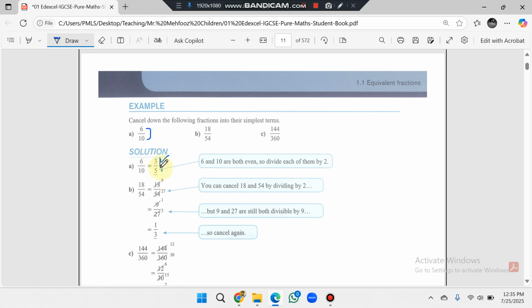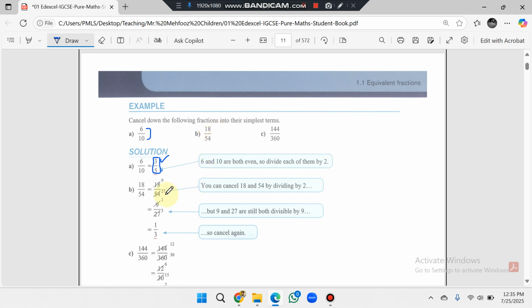Now you can see that the numerator is 3 and the denominator is 5. So you can see that there is not any number which divides the numerator and denominator the same. So it means that this is its simplest form. Next one is 18 over 54.